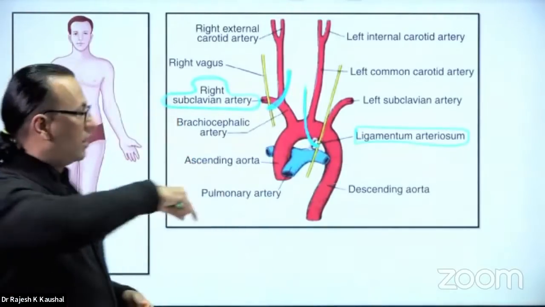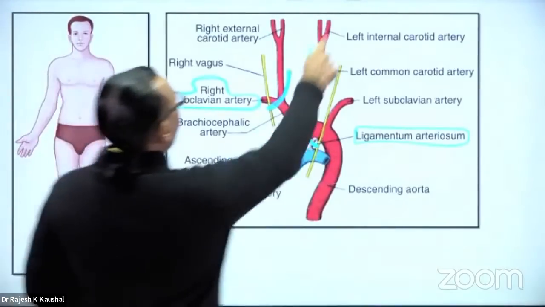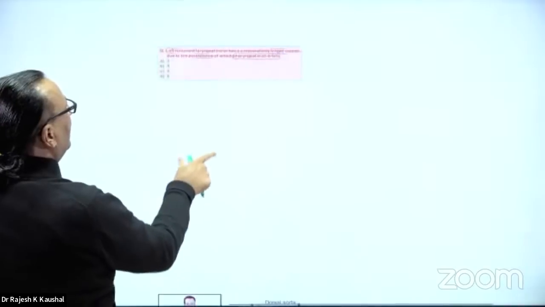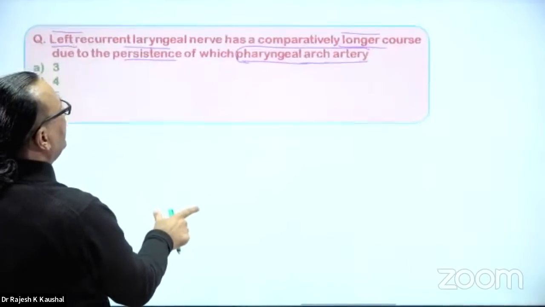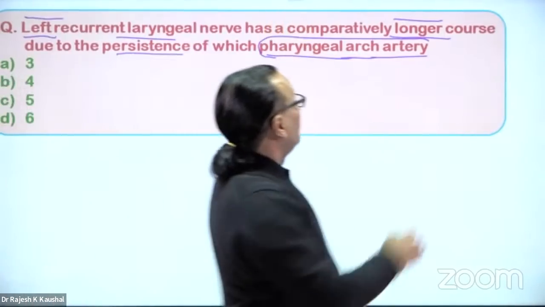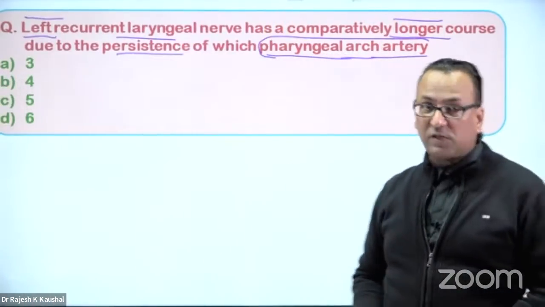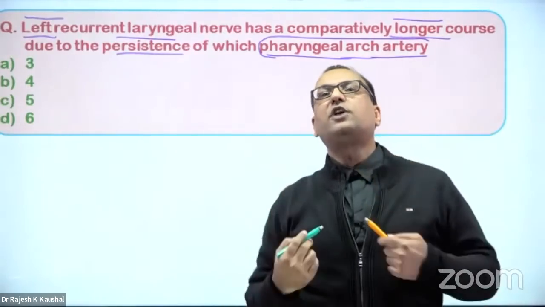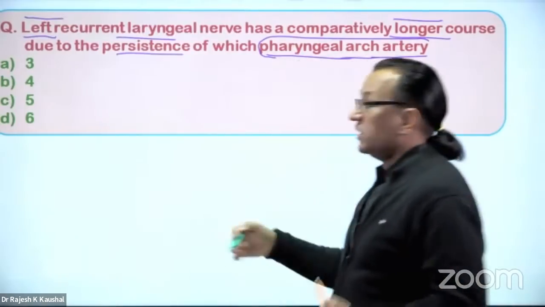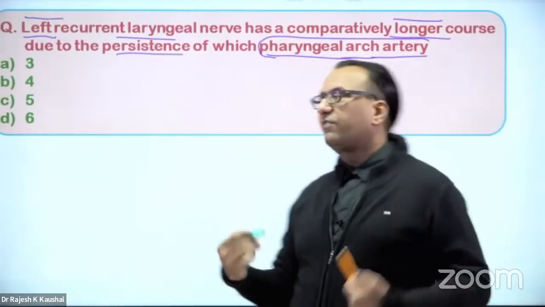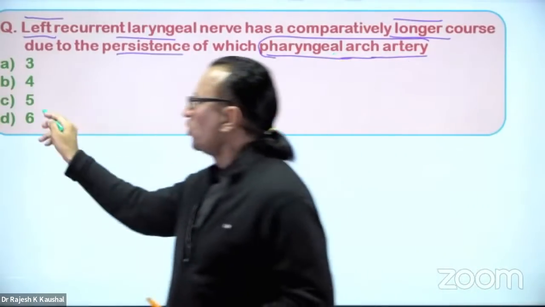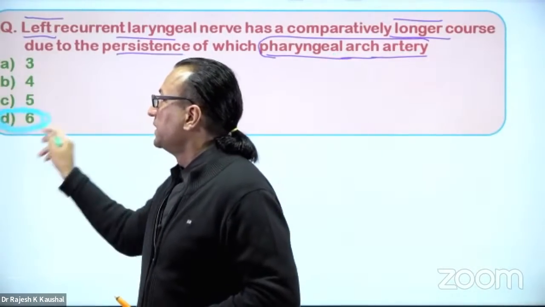Let us go back to the question now. As we go back to our question, it was asking why the left recurrent laryngeal nerve is comparatively longer. We have found it is because of the persisting sixth arch artery on the left. On the right, it was disappearing. So the right became shorter and the left is longer. That is why in this question, as we understand, the answer should be choice number D.